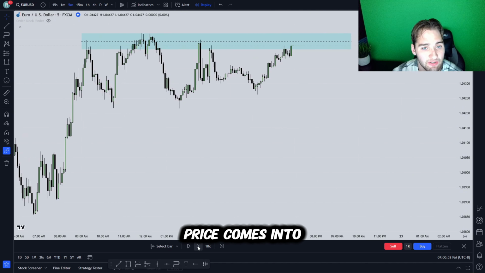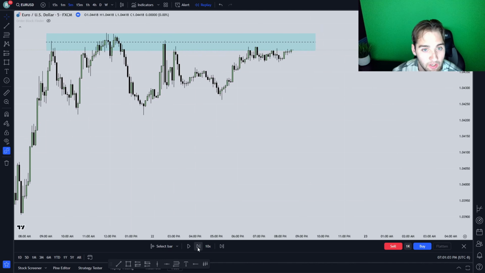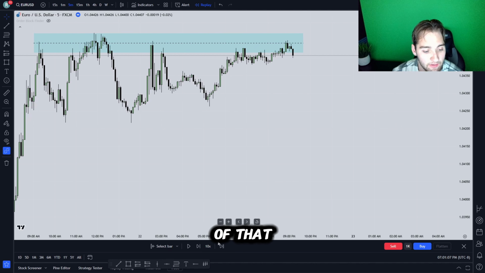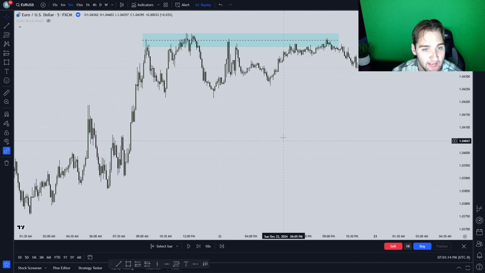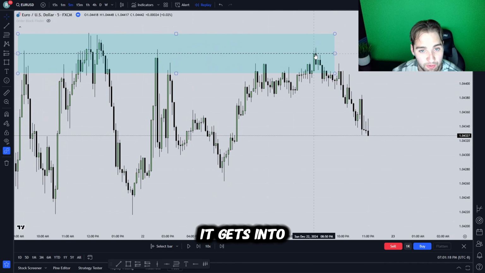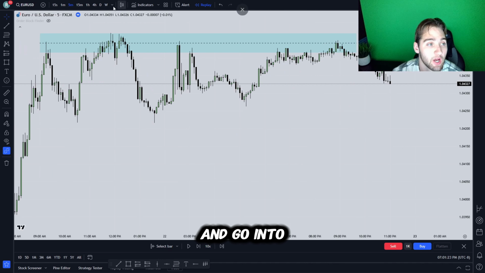Price comes into that area, comes in again, making a bunch of relative equal highs here, and then price comes really into it, to the midpoint of that. Price actually rejects off of that area because it acts as support, as you guys can see. So then when it gets into your zone, more like half or so, that's exactly when you can go ahead and go into a lower time frame.